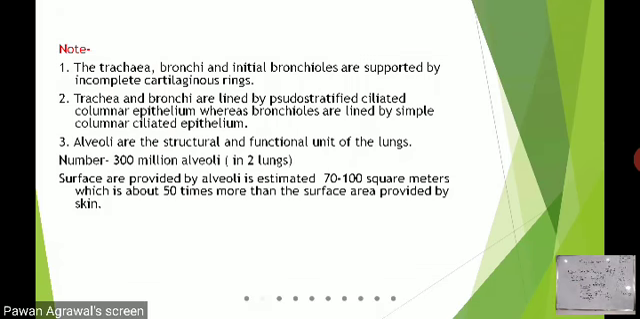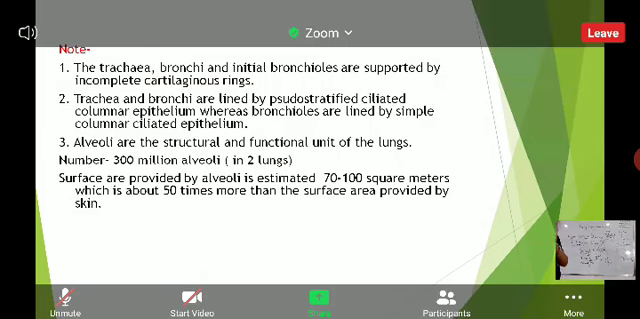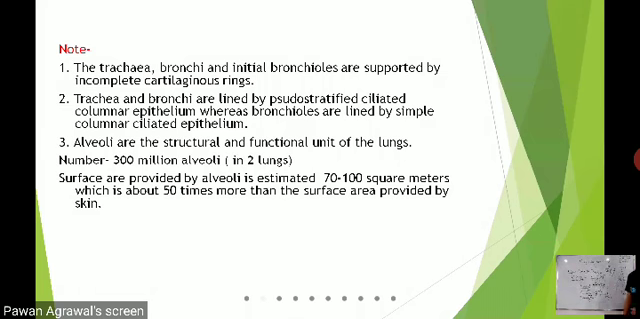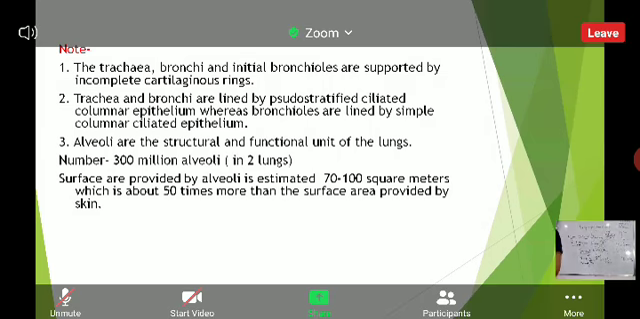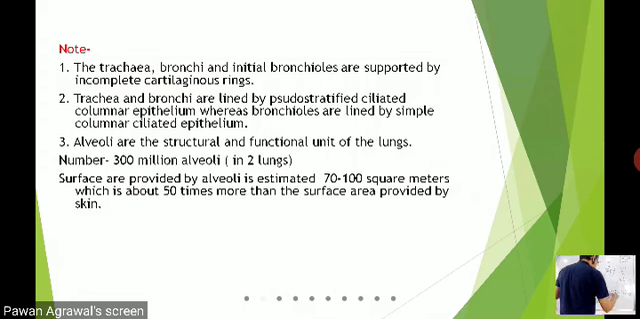Remember, alveoli are the structural and functional unit of the lungs. What is the total number of alveoli in two lungs? In the two lungs of human beings, a total of 300 million alveoli are present.